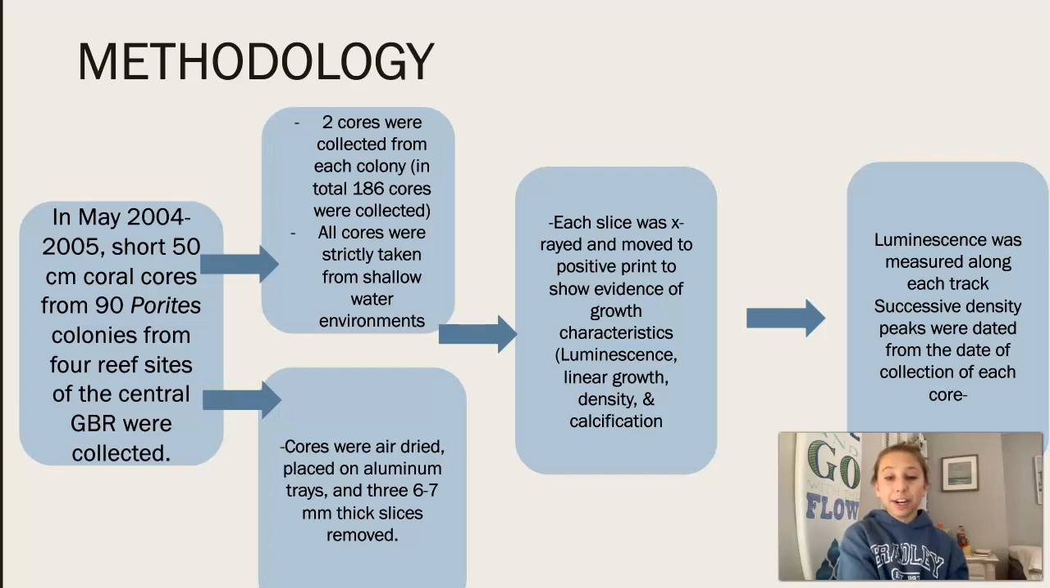Each slice was then X-rayed and moved to a positive print to show evidence of growth characteristics, including luminescence, linear growth, density, and calcification. Luminescence and density were very important, which is why luminescence was measured along each track, even more intricately, and successive density peaks were dated from the date of collection of each core.